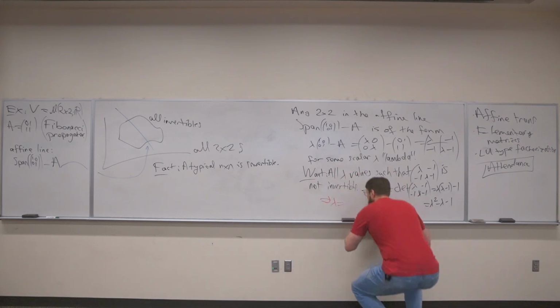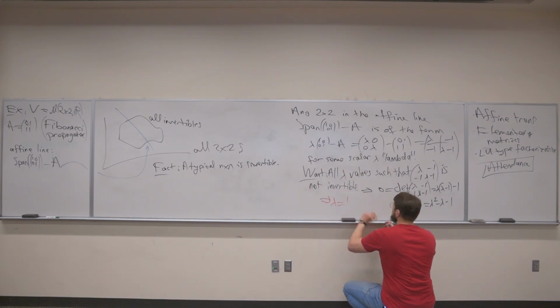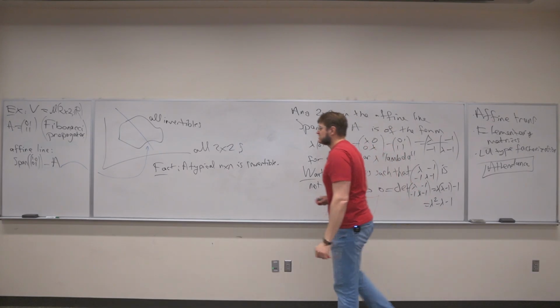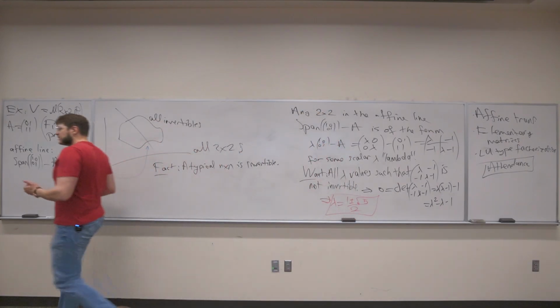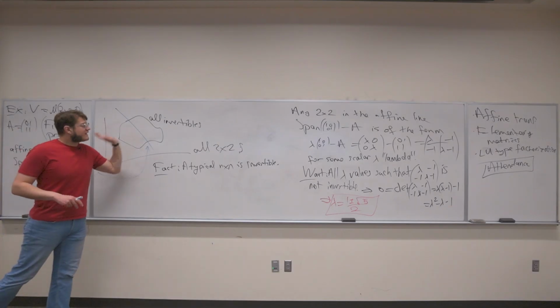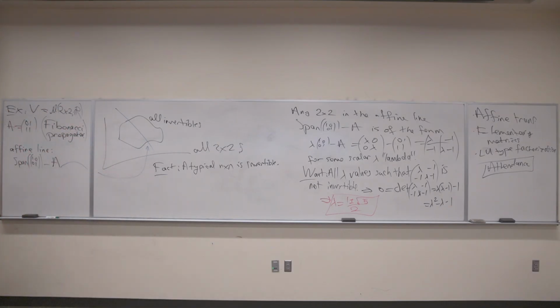Lambda equals 1 plus or minus root 5 divided by 2. So exactly for these 2 specific scalars, this affine line falls out of this set of all invertibles. For all other lambda values, this line is in fact within the set of all invertibles. Okay?